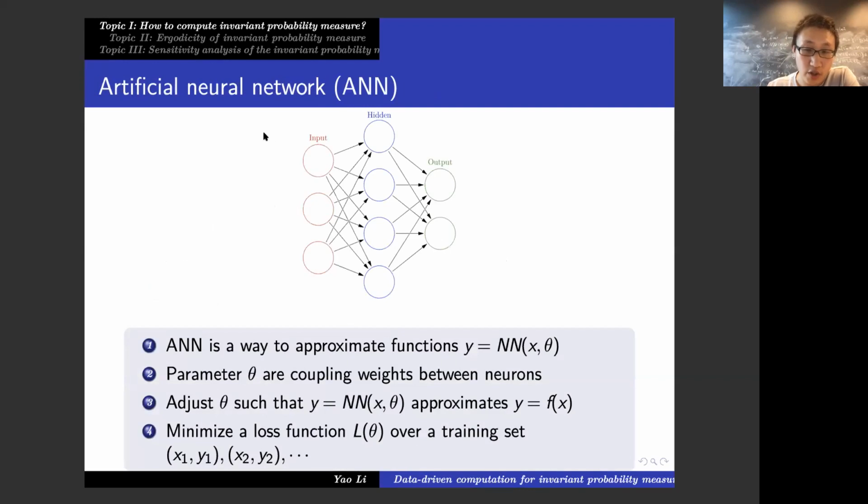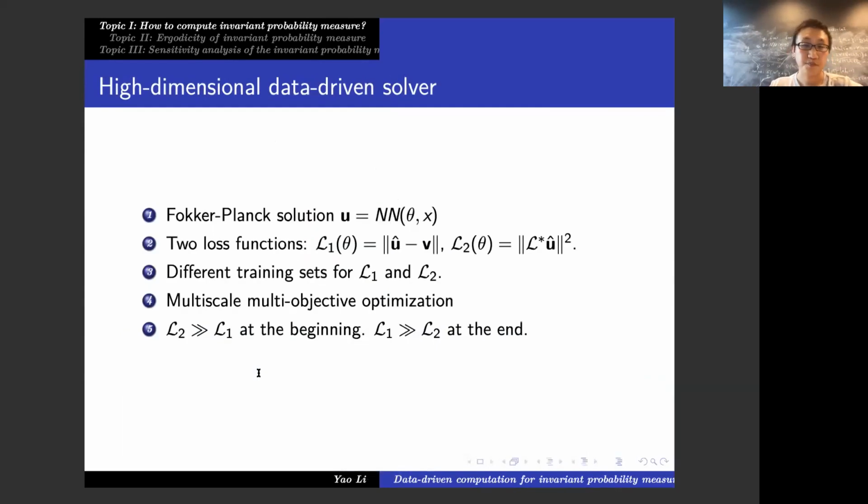Okay, so you have a neural network, and you want to use it to do approximation, and there would be a parameter theta. You want to adjust this theta and basically minimize your loss. This sounds trivial, but I mention this theta because the way we optimize this problem is a little bit different. So this seems to be like a practice of PINN.